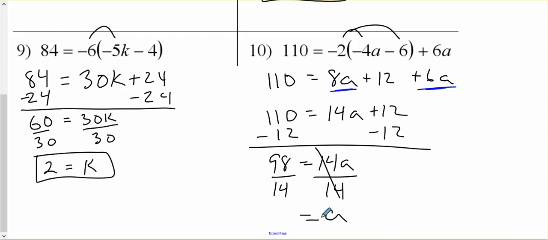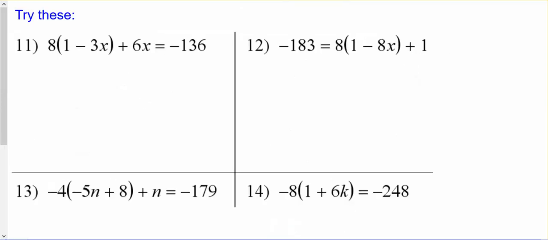how many times does 14 go into 98? Well, that would be 7 times. So you guys try these, take a second, see if you can do these.